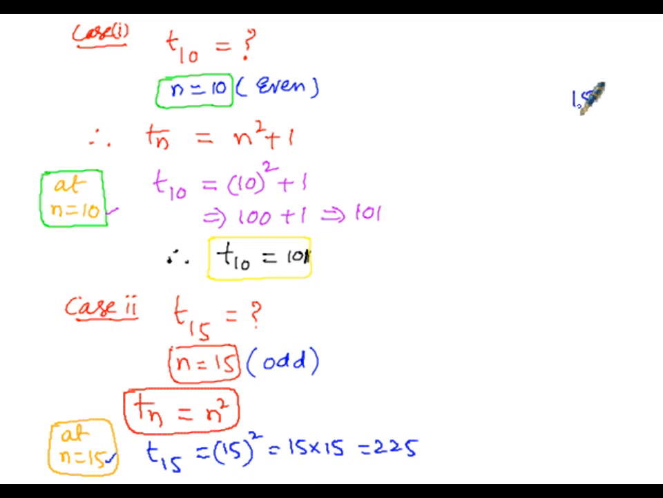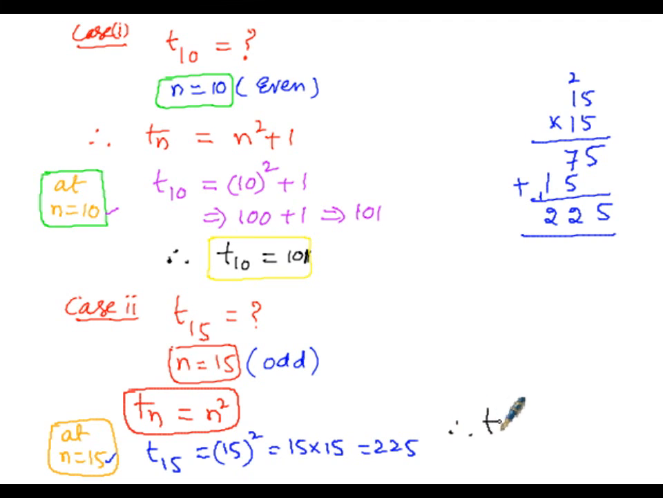So 15 into 15: 5 5 is 25, 5 1s are 5 plus 2 is 7, then 1 into 5 is 5, 1 1 is 1. Then by adding up, we get 5, then 7 plus 5 is 12, 1 plus 1 is 2. So in this manner we get 225 as the 15th term. Therefore T15, the 15th term, is 225.